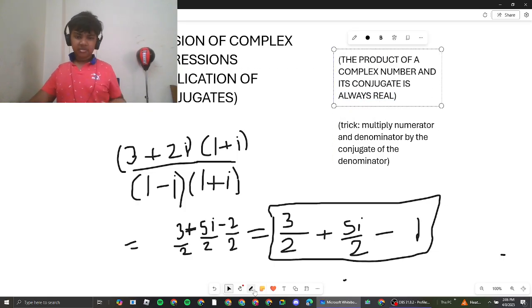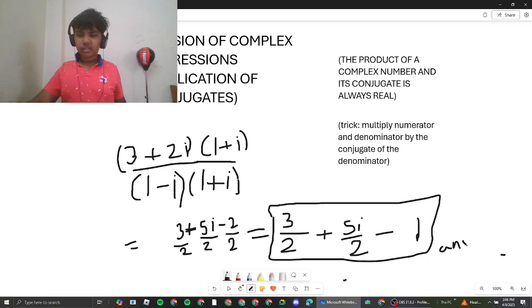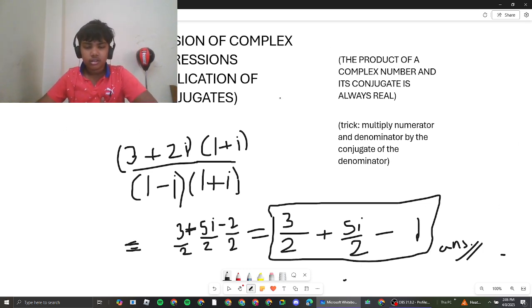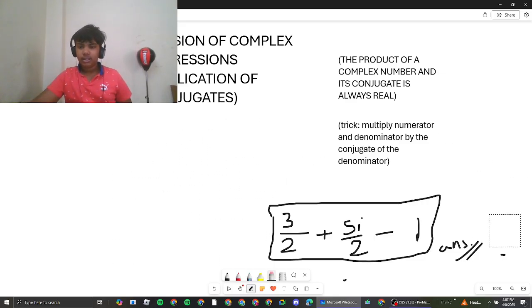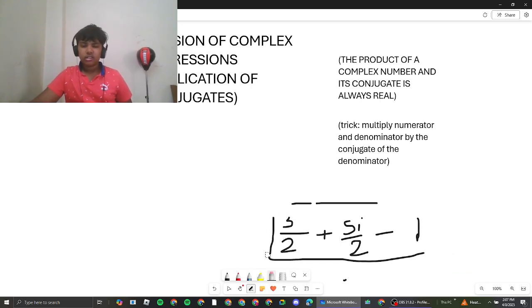Okay, cool. So now let's prove this. Okay, this is the answer. I think I should just erase this now. Let's verify. We can verify our result by multiplying this answer by 1 minus i. So I think we should do that. Okay, let's multiply this by 1 minus i.